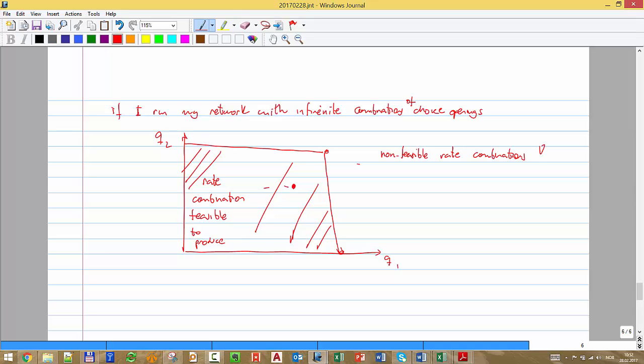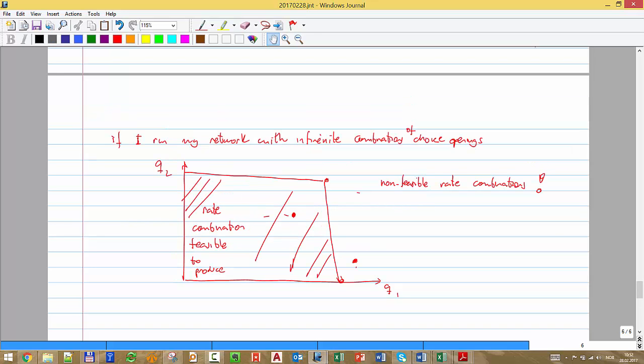Okay? If I want, for example, that combination, you cannot. No matter what you do, how you choke, etc., you will not find that particular combination of Q1 and Q2. If you are inside of that region, fine. You can find a choke combination that gives exactly that. Is that clear? Yeah.